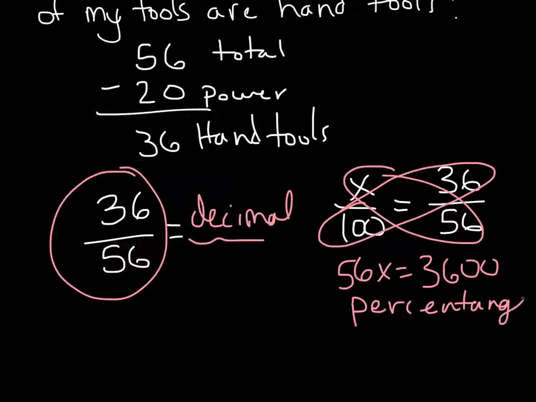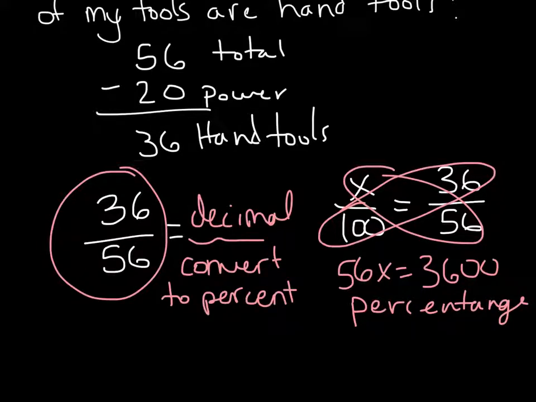Now, I'm actually not going to take the time to do this. Just wanted to reiterate how you might go about answering a question like that. You could simply set it up as a fraction, divide, get a decimal, convert. So I would need to convert. Or just set up a proportion and you'll get a percentage right away.